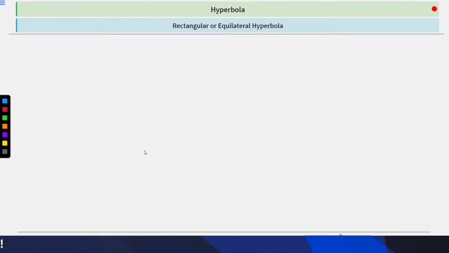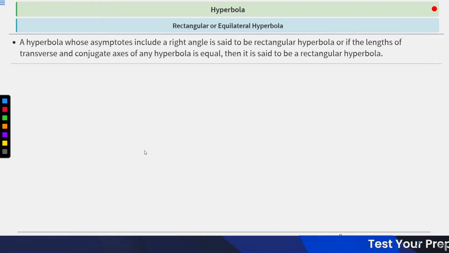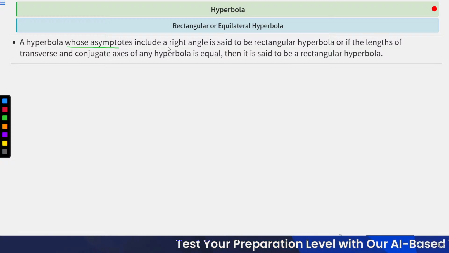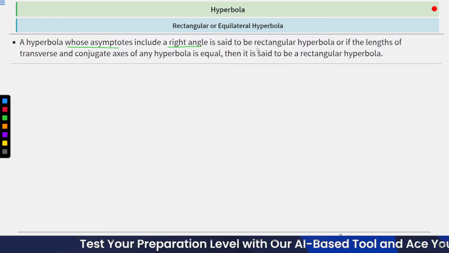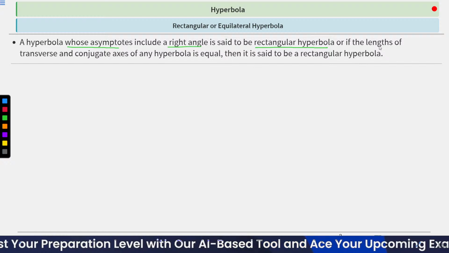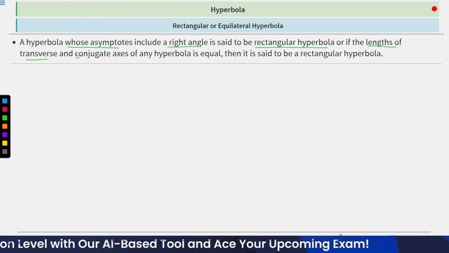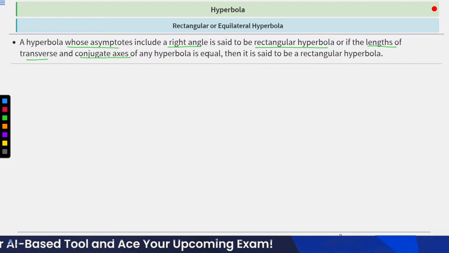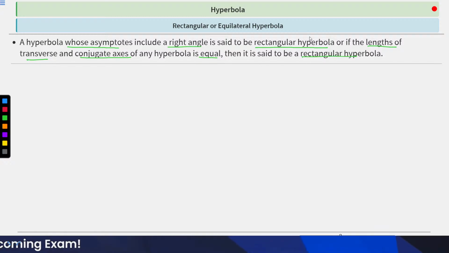Rectangular or equilateral hyperbola. A hyperbola whose asymptotes include a right angle is said to be a rectangular hyperbola. Or, if the lengths of the transverse and conjugate axes of any hyperbola are equal, then it is said to be a rectangular hyperbola.